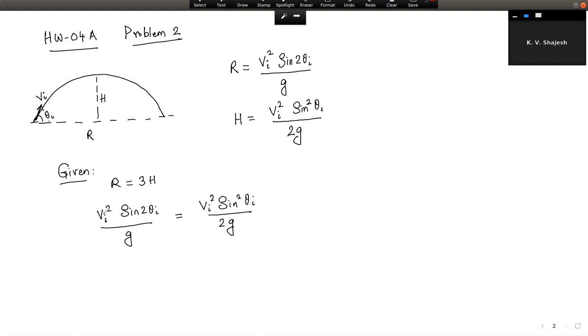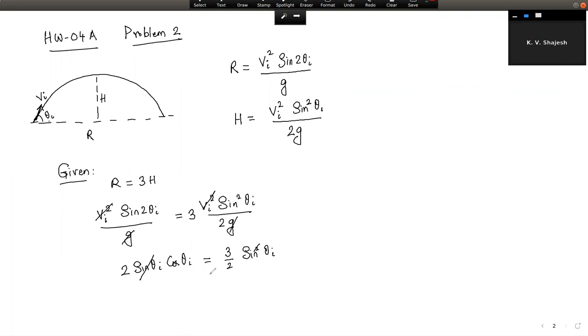The cancellations in here. Oh, you have to put in 3 times, right? So it's just 3 times. That's a condition that comes in. V initial square cancels out on both sides. G cancels out on both sides. And we also have to expand out the sine of a double angle. So that's 2 times sine theta initial times cosine theta initial. That's equal to 3 by 2 times sine square theta initial. One of the sine theta again cancels out.